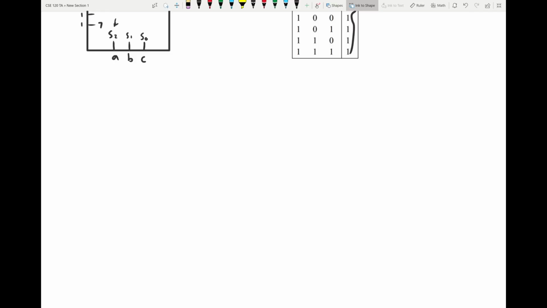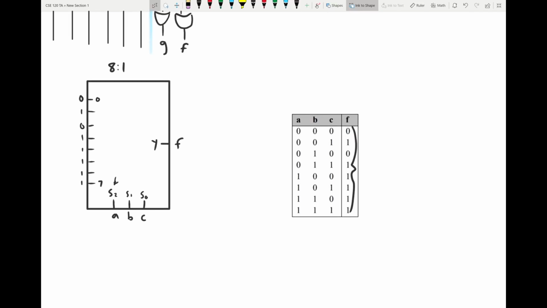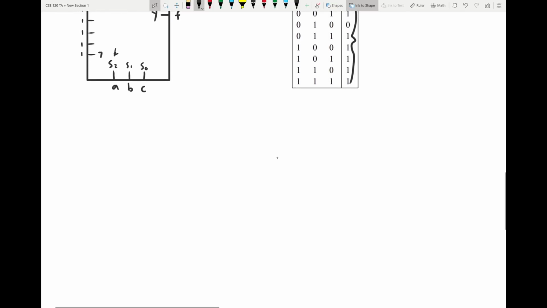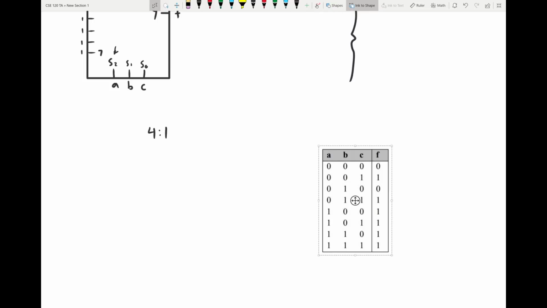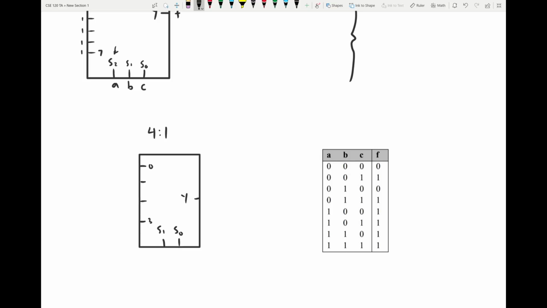Now, for the sake of playing the hypothetical game some more, let's say we don't have an 8-to-1 mux. It doesn't exist. We only have a 4-to-1 mux. How can we make that work with this same logic? I'm going to drag that down again. So for a 4-to-1 mux, we have the multiplexer with 4 input lines, 0 through 3. And since there's 4 of them, that means we're going to have 2 select lines, and our Y, which is just going to end up being our F.